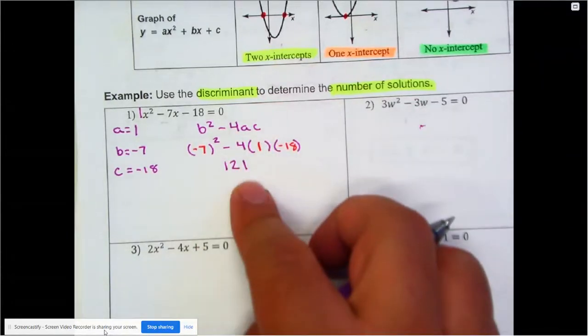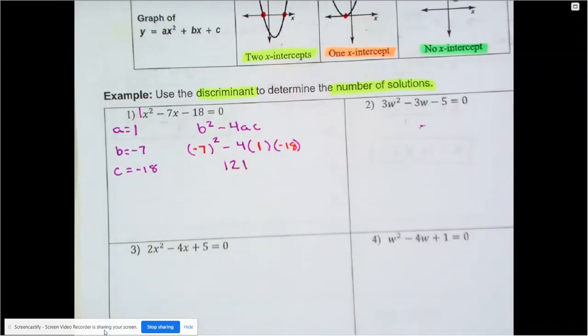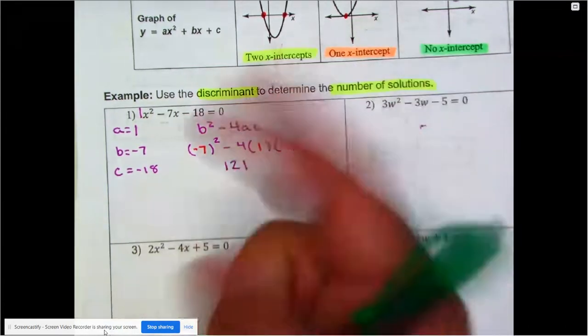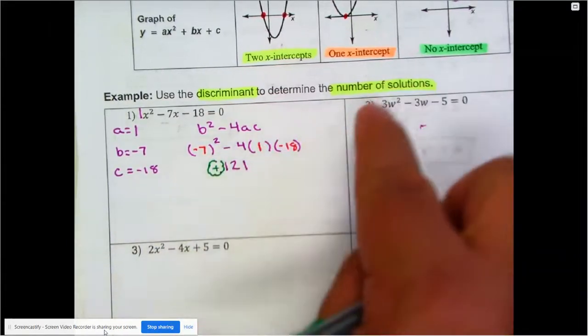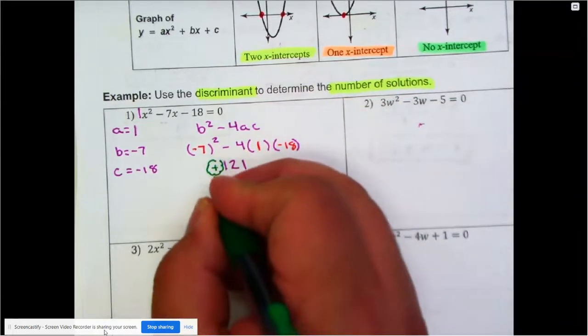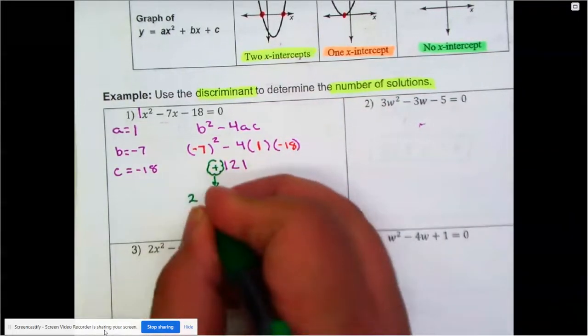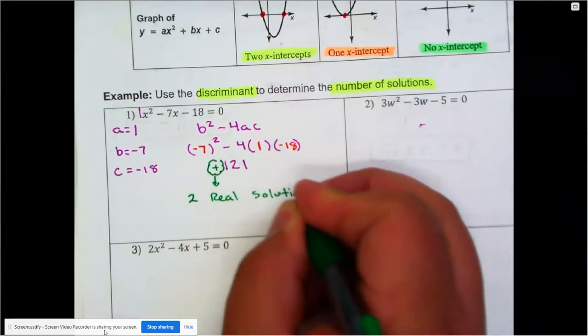So there's my discriminant. Again, it doesn't say x equals. This is not a solution. Here's what I want to get from here. The fact that this is a positive 121, the question is what's the number of solutions you're going to get? Because it's positive, I know I'm going to have 2 real solutions. That's how we use the discriminant.